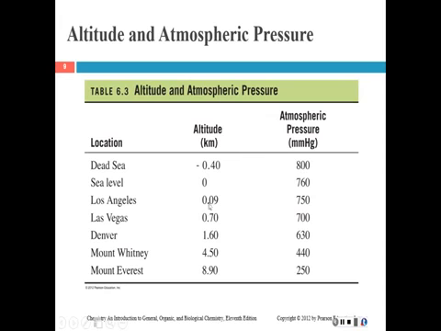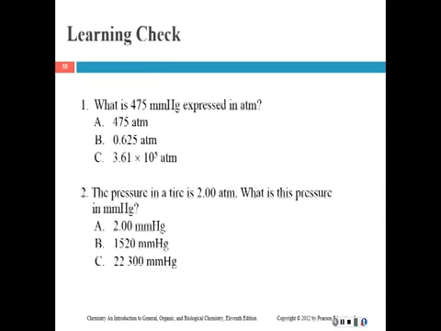Now here we start to go to higher and higher altitudes. Los Angeles is a little bit above sea level. You see the pressure is less. Look at Denver, mile-high city, pressure is a lot less. Mount Everest, where you're at very high altitude, pressure is quite a bit less than it was originally. It's only about a third now of what it was at sea level.